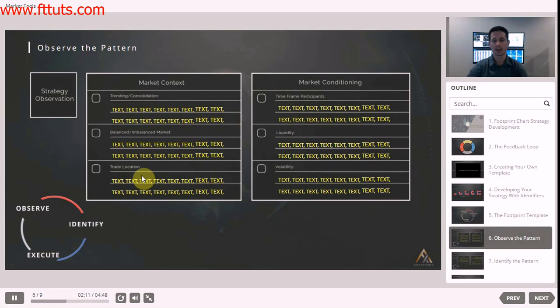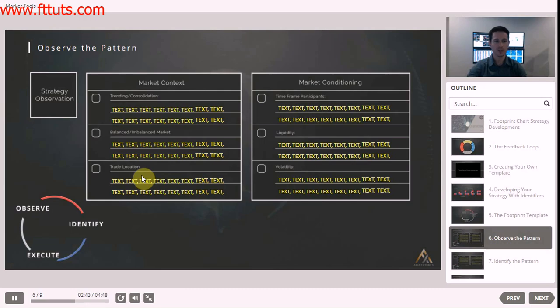Now, the first thing we need to look at, as you can see in front of you, is the strategy observation section. You can very clearly see on the left box we've got market context, and on the right box we've got market conditioning. These are the two sub-indexes of strategy observation. As I mentioned earlier, this is nothing more than the preconditioning of the market in which we want to trade, because these are the prime conditions to execute our various trade strategies within.